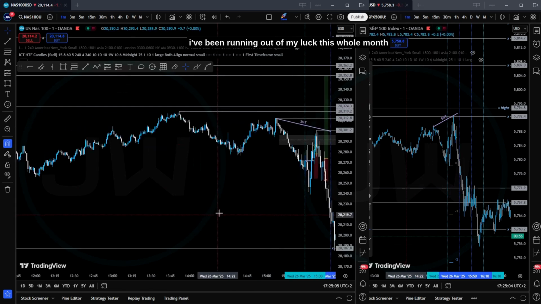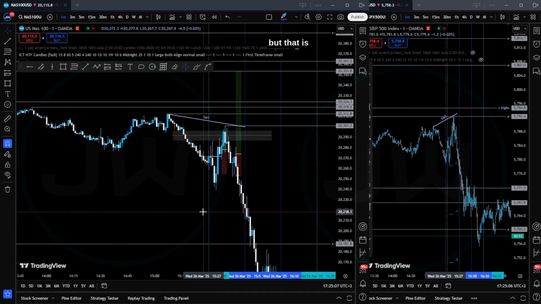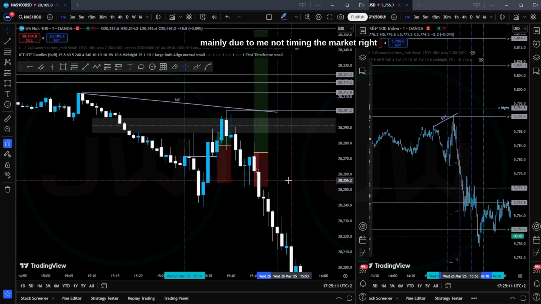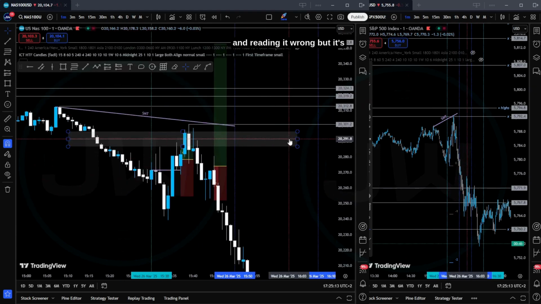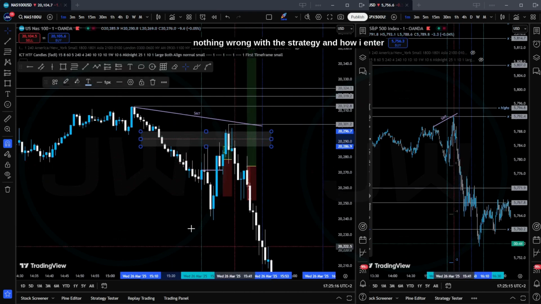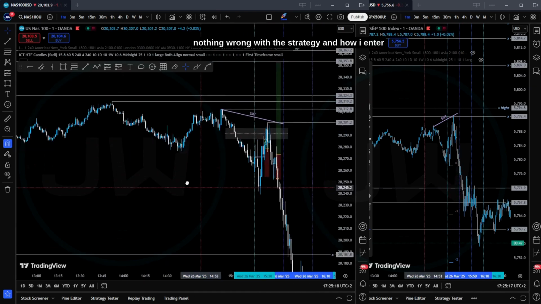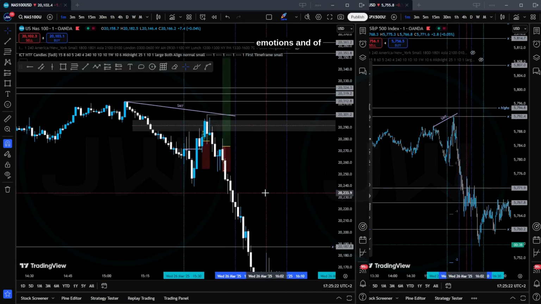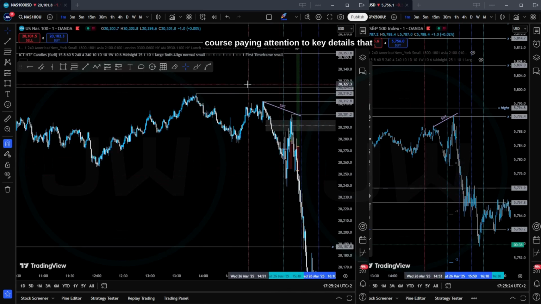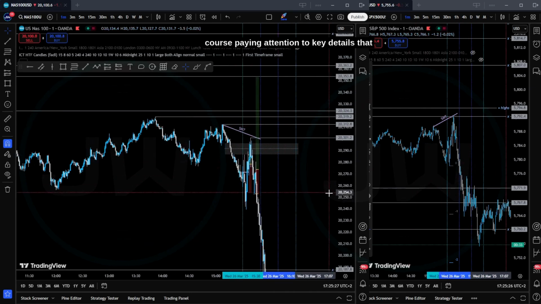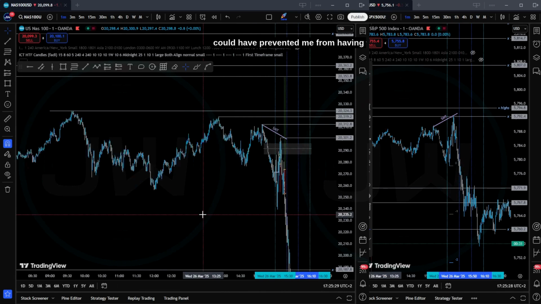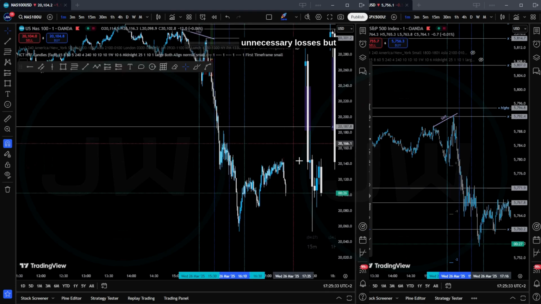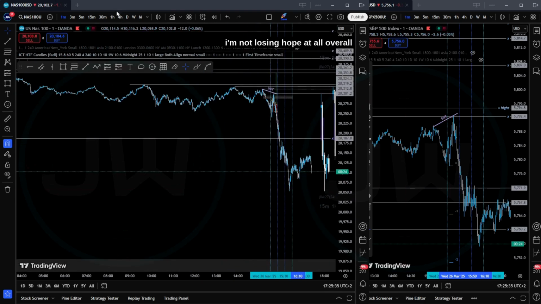I've been running out of my luck this whole month, but that is mainly due to me not timing the market right and reading it wrong. But it's nothing wrong with the strategy and how I enter. It's just my discipline overall and my emotions, and of course paying attention to key details that could have prevented me from having unnecessary losses. But I'm not losing hope at all.